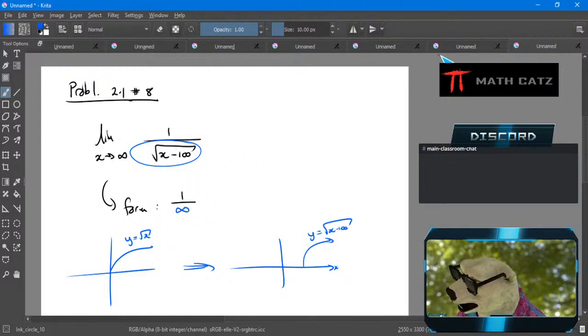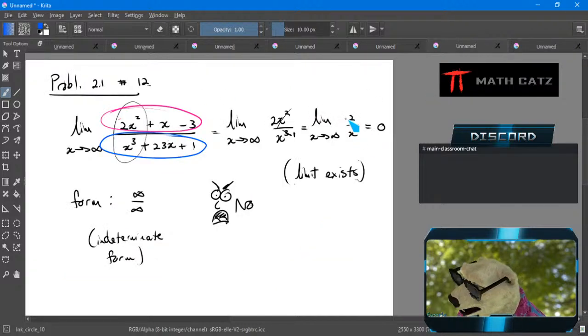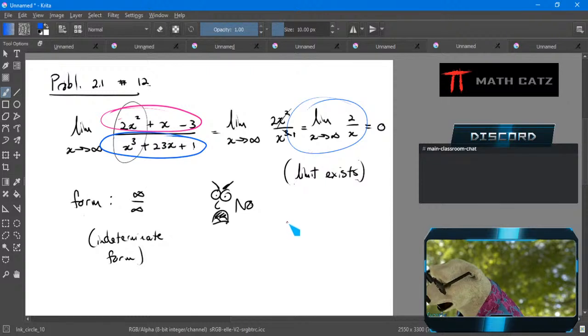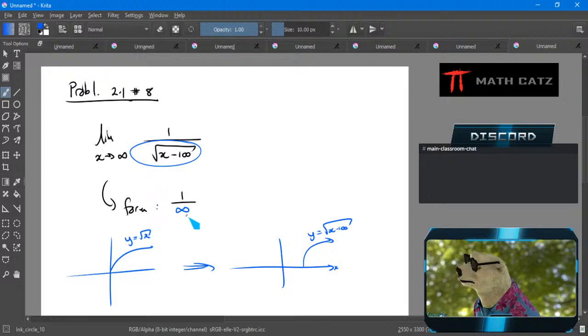Now I have a situation, even though the function was something that I didn't know what to do with, it wasn't a rational function or anything, I have a situation very similar to this guy, where I have a number over something that blows up in size. It doesn't matter what makes it blow up in size. If the numerator doesn't match it, the whole thing is going to shrink to 0.